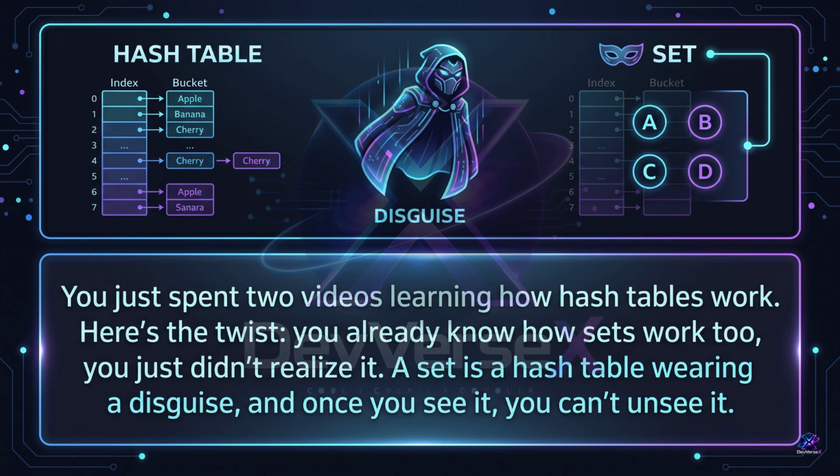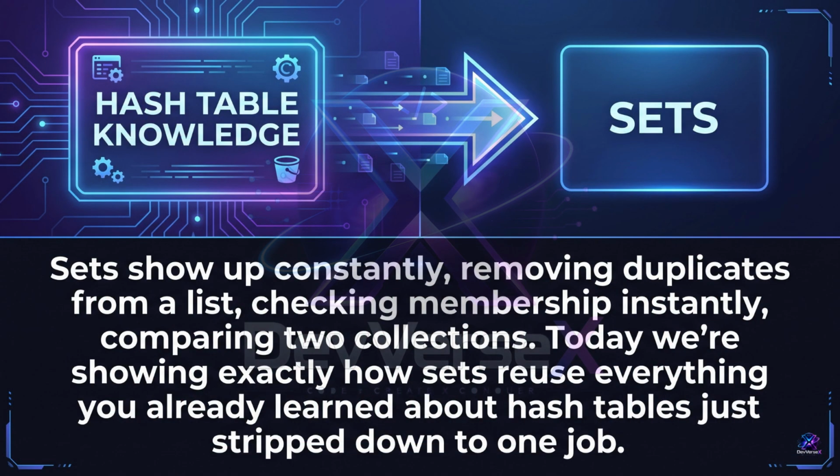You just spent 2 videos learning how hash tables work. Here's the twist. You already know how sets work too, you just didn't realize it. A set is a hash table wearing a disguise, and once you see it, you can't unsee it. Sets show up constantly, removing duplicates from a list, checking membership instantly, comparing 2 collections. Today, we're showing exactly how sets reuse everything you already learned about hash tables, just stripped down to one job.